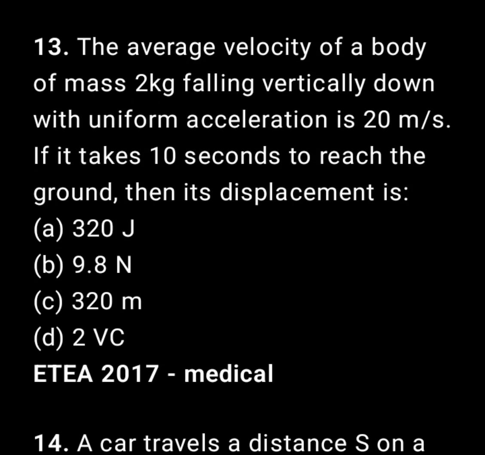13. The average velocity of a body of mass 2 kg falling vertically down with uniform acceleration is 20 meters per second. If it takes 10 seconds to reach the ground, then its displacement is A. 320 J, B. 9.8 N, C. 320 meters, D. 2 vc, ETA 2017 Medical.